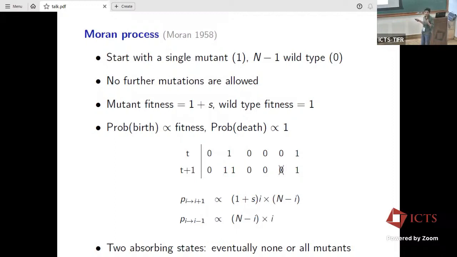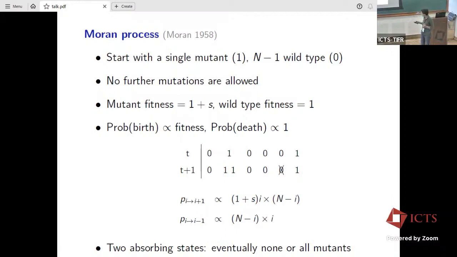So if the fitness is higher, it's likely to give more birth, right? That's intuitively as you expect. But then I want to keep exactly n individuals in the population. So because of birth, one individual has increased. So then we choose any individual with equal probability and remove it from the population. So that's a death. So it's one birth and one death.